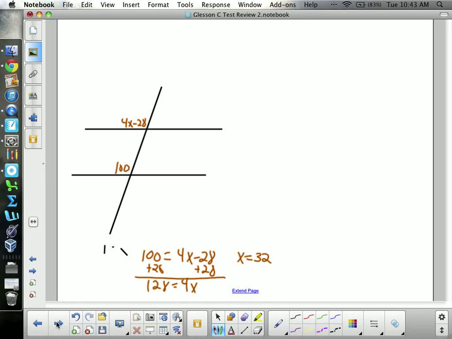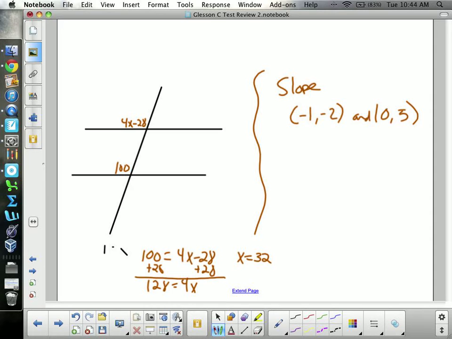All right, 11. Find the slope between negative 1, negative 2, and 0, 5. All I want is the slope. Don't want the equation of line, just the slope. So again, we need to know our slope formula, and this is just one of those things you have to have memorized. Hopefully you do have it memorized. If you don't, time to get it together, get it memorized.